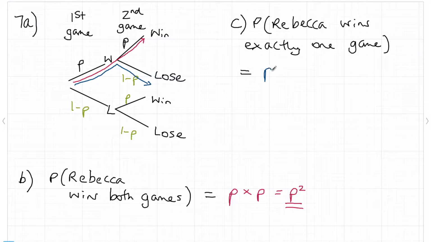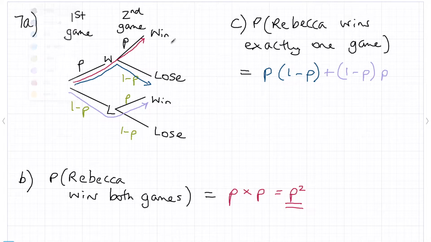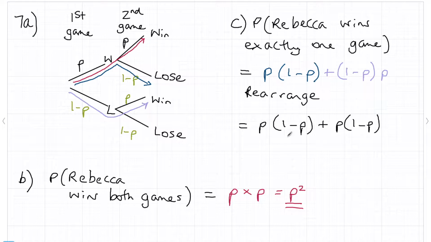In part C, the probability she wins exactly 1 game, well, there are 2 possible routes, either the blue route, she wins and then she loses, or the purple route, she loses and then she wins. Rearrange the equation, you get 2 lots of P in brackets 1 minus P, so the final answer is 2P(1 minus P).